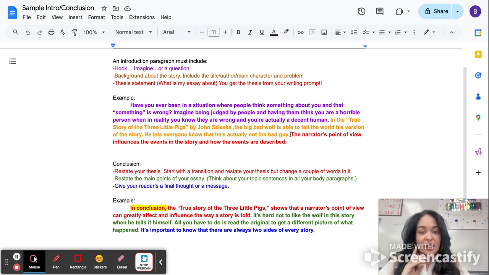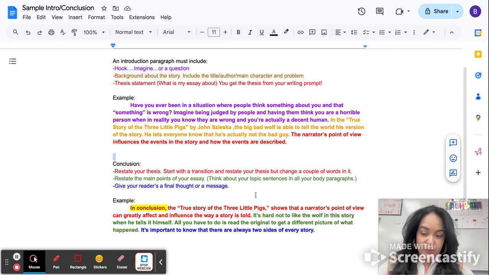Okay. And then I write my thesis statement. My whole essay is about me saying that the narrator's point of view influences the events in the story, right? So my thesis is the narrator's point of view influences the events in the story and how the events are described. Then I had my conclusion paragraph.